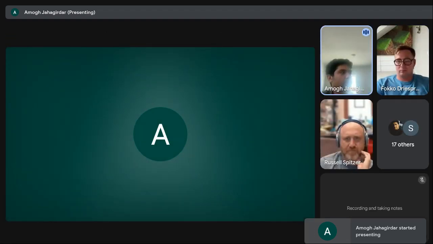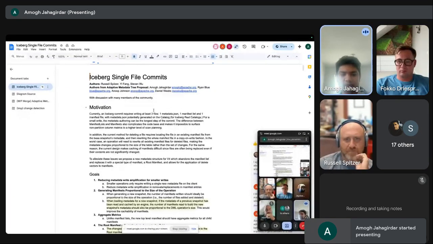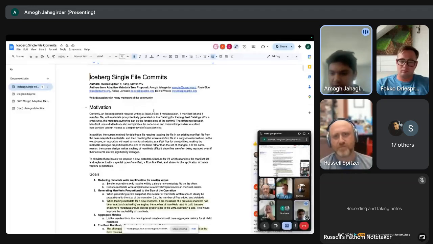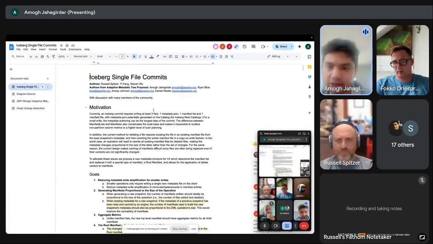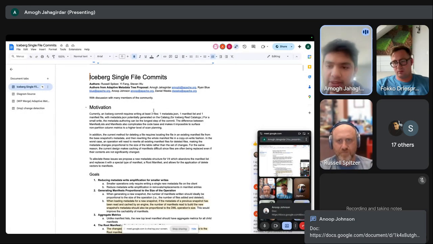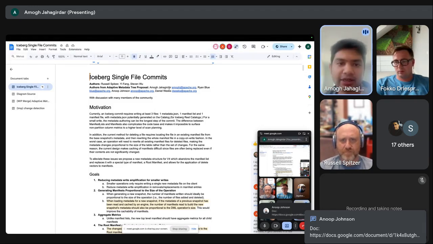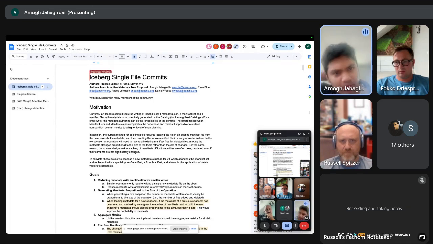As I said, a few of us in the community have been thinking about how we evolve the content metadata tree structure in Iceberg to effectively support more efficient single file commits. Thanks, Anoop, for pinging the doc in the chat. This was sent in the mailing list a while back.